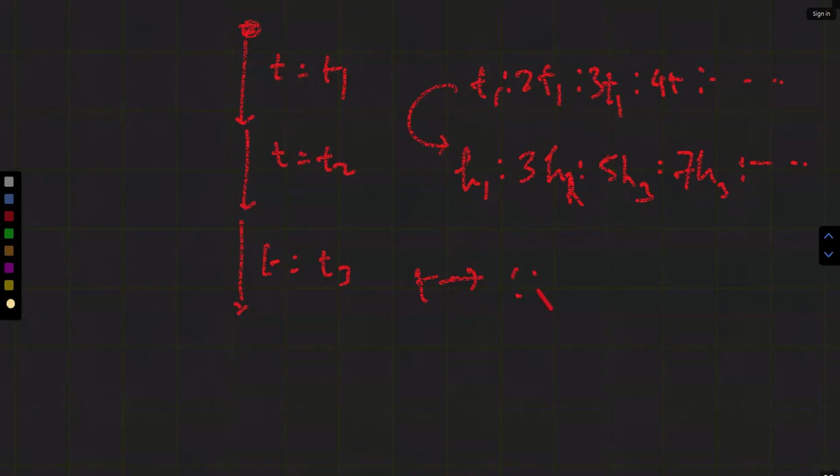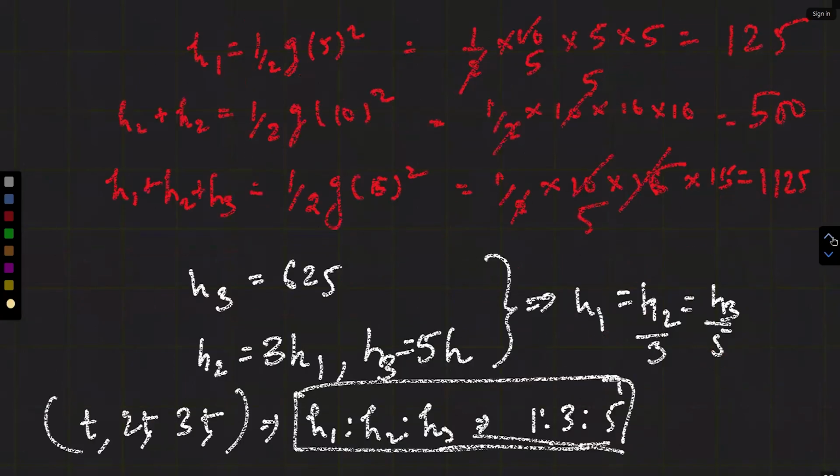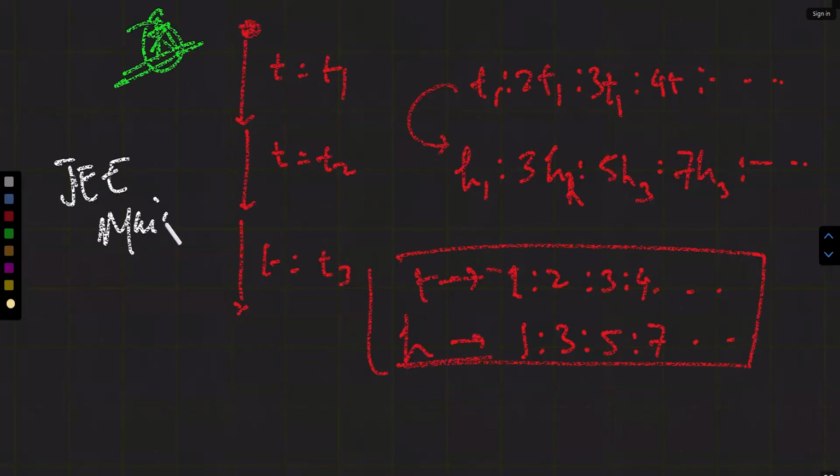If the time is in the ratio 1 is to 2 is to 3 is to 4 and so on, then the heights will be 1 is to 3 is to 5 is to 7. You can remember this. It can be applied in any of the questions. So I hope this is clear. This is what I have concluded, and this is one important concept which you have to memorize. It has come in JEE Mains already. Okay, fine. Let's move back.